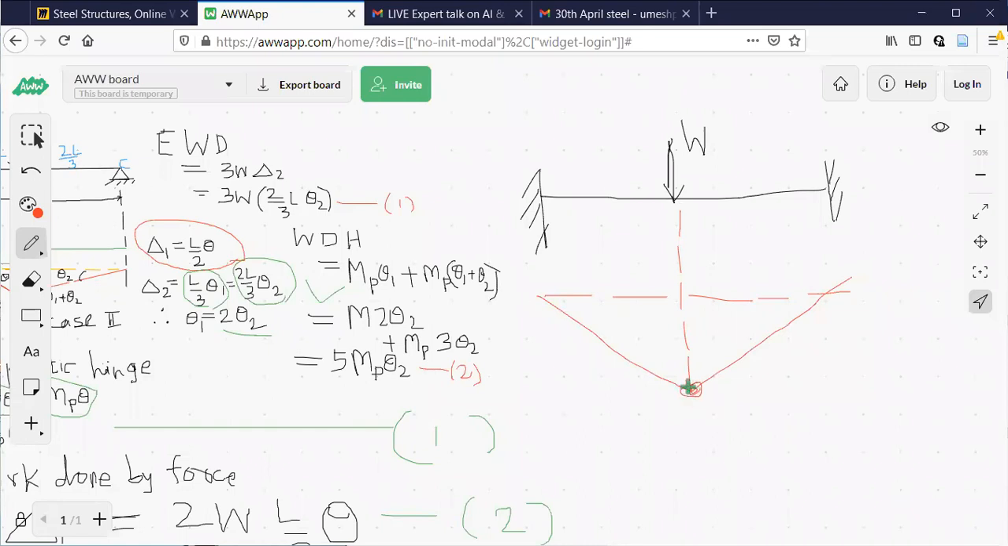Plastic hinge is formed here. Here also, because it is a fixed end, there will be a hogging moment at the fixed end. So a mechanism is formed when there are 3 plastic hinges in case of a fixed beam, one at the maximum sagging moment at the center. So the remaining 2 moments will be same. Both hogging moments will be same. These two will be formed simultaneously.